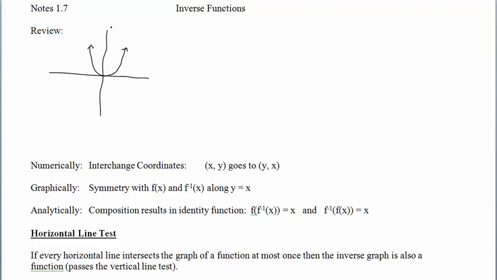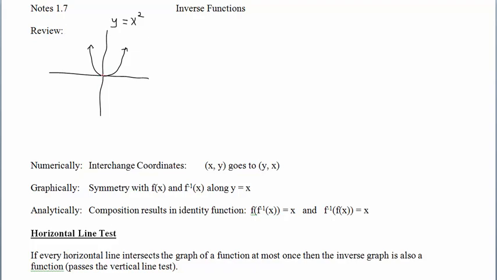Okay, so we have y equals x squared. And if you were asked what do you remember about inverse functions, a lot of times students will say you switch the x and y, which is correct. Some will say there's symmetry along the line y equals x. Yep, that's correct too.